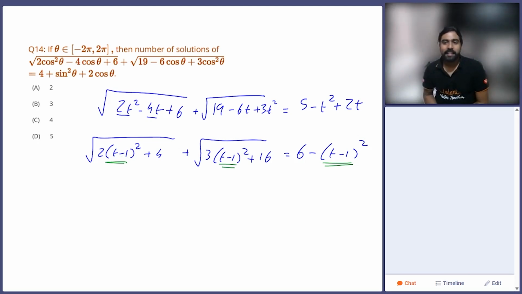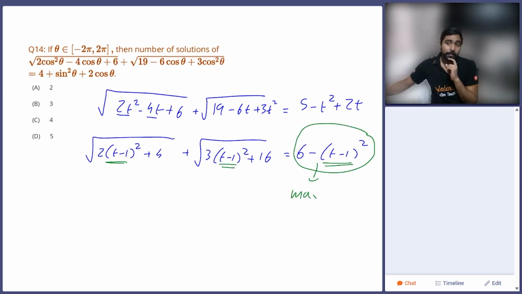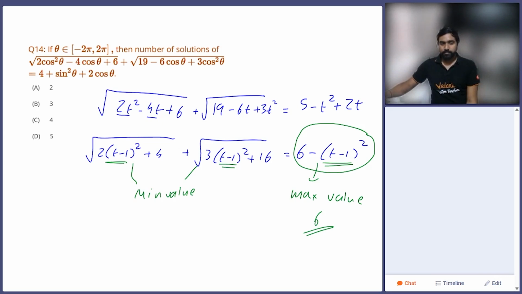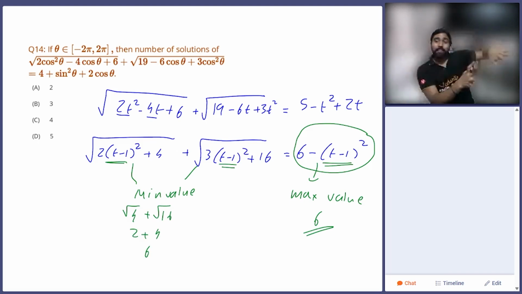Can I say that at this point, the term that I have, 6 minus x times (t minus 1) whole square, the maximum value of this expression is 6 when (t minus 1) whole square is 0. Similarly, over here the minimum value, because we have 4 plus 2 into (t minus 1) whole square, the minimum value will come out as root 4 plus root 16, which is 2 plus 4, 6. So the minimum value of the left hand side and the maximum value of the right hand side are equal.